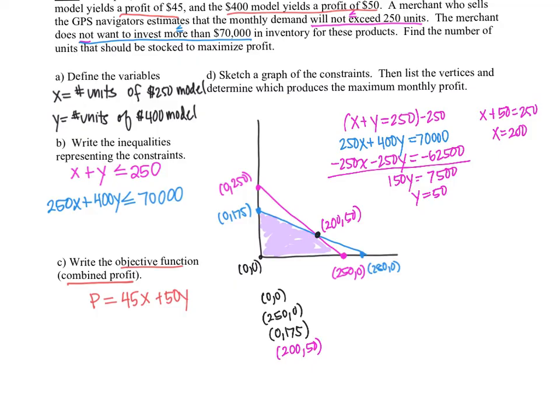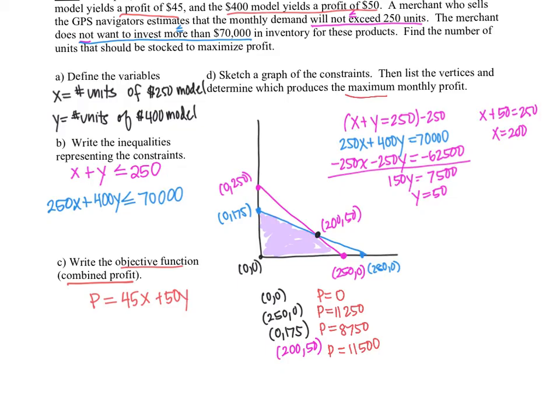Okay, what am I trying to maximize? I'm trying to maximize my profit, which is the function I wrote right here. You are welcome to use your calculator to plug this in. Obviously, the profit's 0 when you sell 0. Okay, plug in 45 times 250 plus 50 times 0. If I give you numbers this terrible, I will also let you use a calculator. If I plug in 0, 175, I get 8750. And if I plug in 200, 50, I get 11,500. And I am trying to maximize my profit.